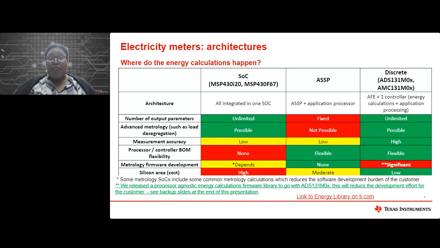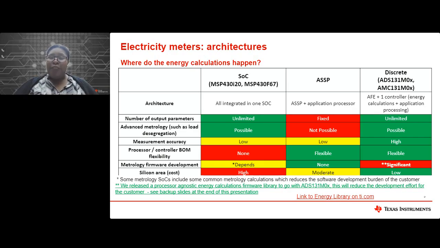So to start, let's discuss different electricity metering architectures. When you're trying to do energy metering, you have three main options. One is called SoC, which is system on chip, which has all of the metering calculations inside of this one chip. So it does all of the calculations as well as metrology all in one package. We then have ASSP, which has fixed parameters. It doesn't have options for advanced metrology, but it does provide a little bit of flexibility with additional components. But with this solution, you will need to also have the processor metrology to go along with this solution.